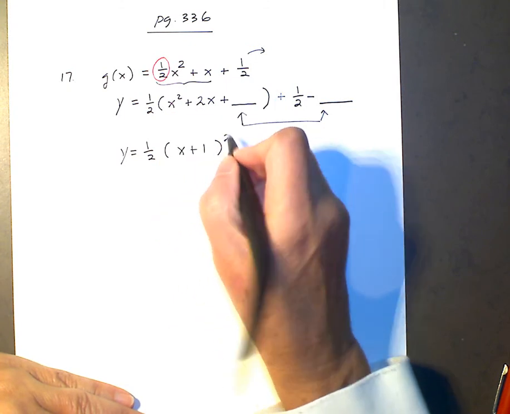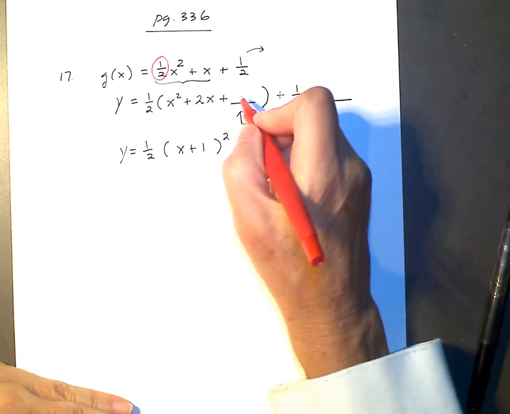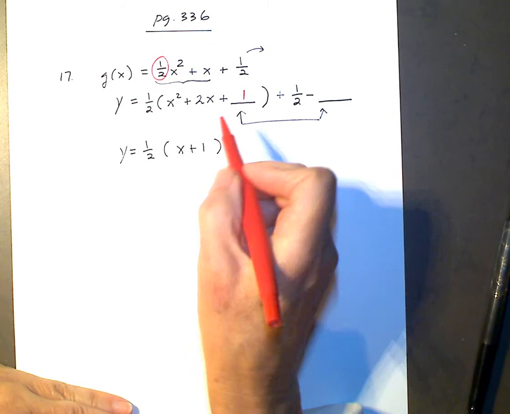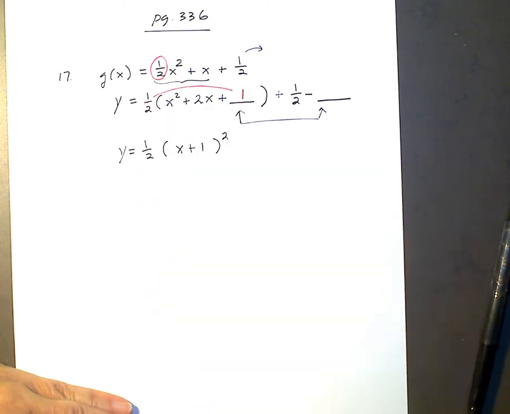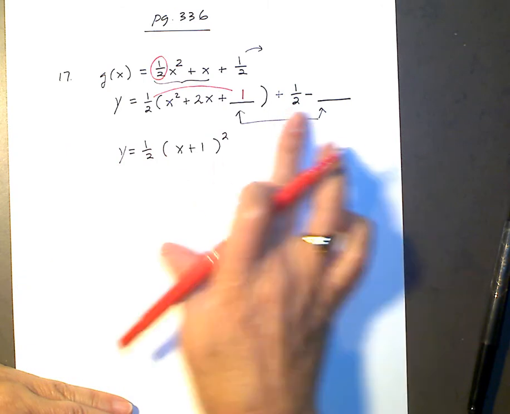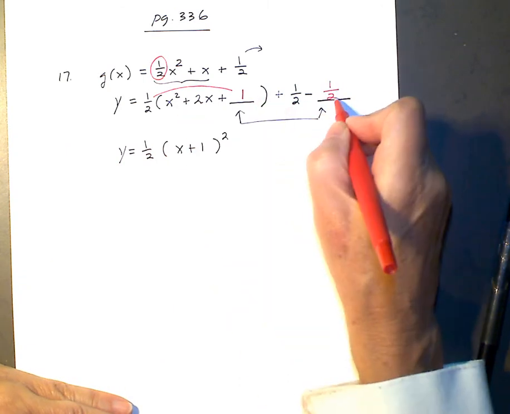and when I square the 1 and add it here, I've now added 1 times 1/2 to the right side of this whole equation. So I have to subtract 1 times 1/2. So I have to subtract 1/2 from the same side.